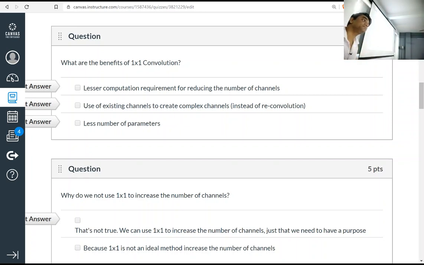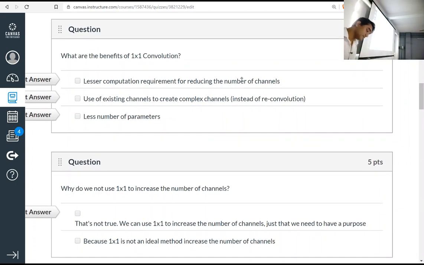What if we reduce batch size and increase the parallelization? Not useful, because if you want to learn from a data set, you want to read all the images as many times as you want. Batch size is key for us as compared to anything else. Bigger batch size is better. Now, use of existing channels to create complex channels instead of reconvolving.